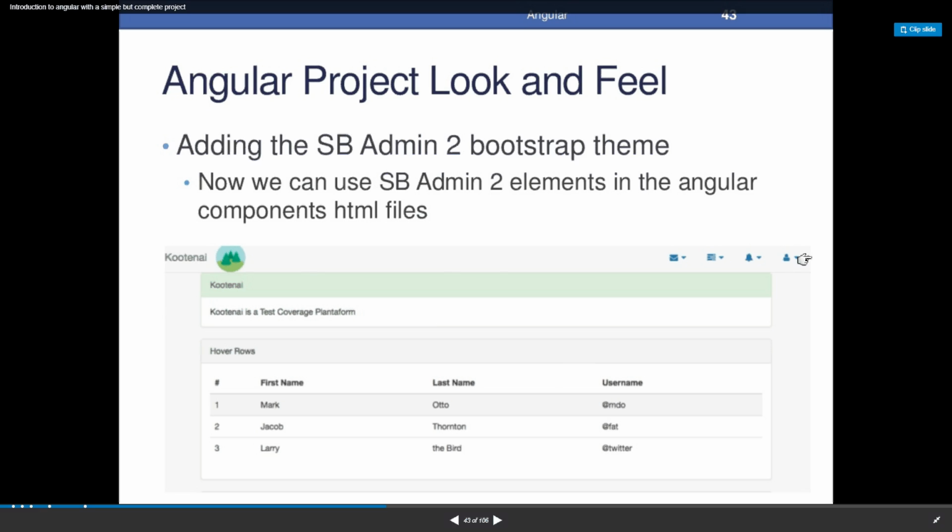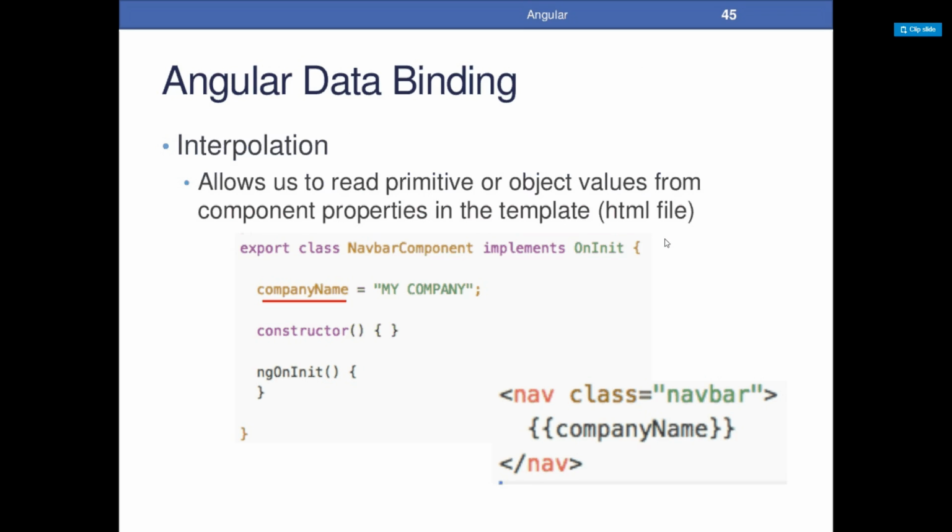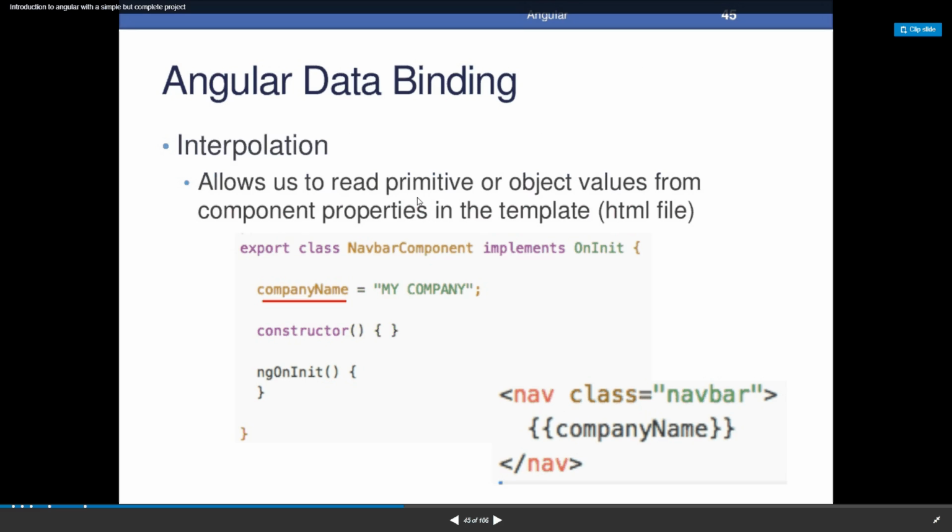So as you can see, the theme is applied now, nice and cool. Now data binding is one of the important topics. In data binding, it allows us to read the primitives or the object values from the component properties in the template, that is the HTML file.